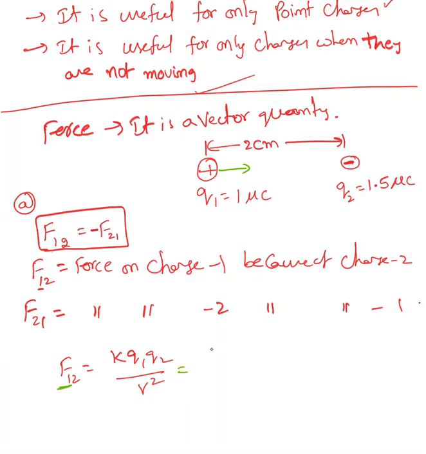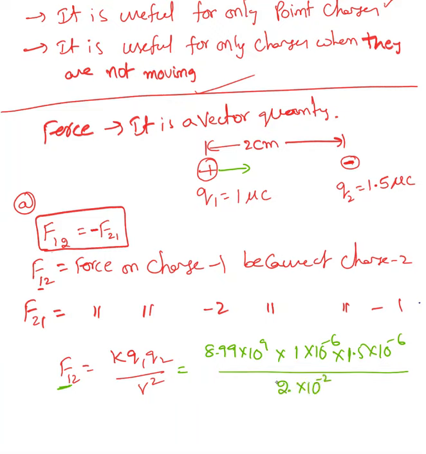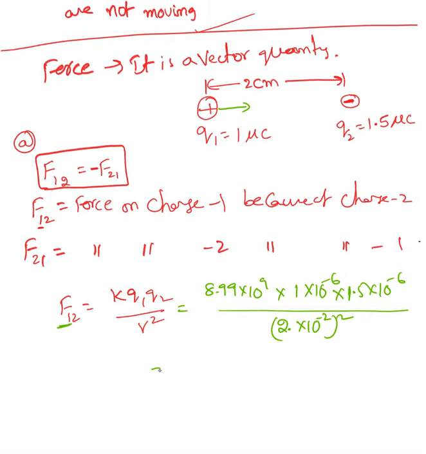For the K value, we take 8.99 times 10 to the power of 9, or 9 times 10 to the power of 9, times Q1, which is 1 micro. Micro is nothing but 10 to the power of minus 6, and 1.5 micro is 1.5 times 10 to the power of minus 6, over R, which is 2 centimeters squared. Make sure you convert that into meters: 2 times 10 to the power of minus 2, whole squared. So for F12, I end up with 33.75 Newton.